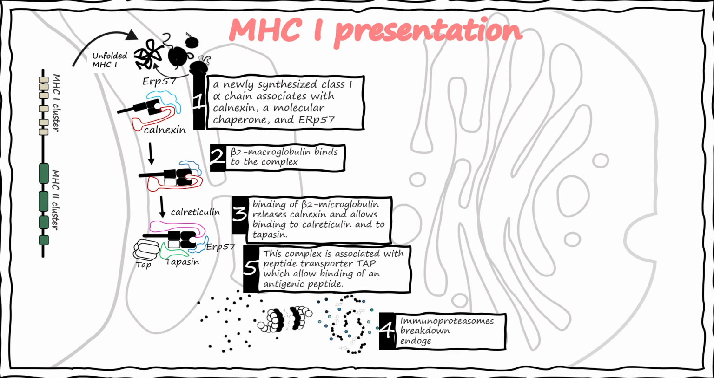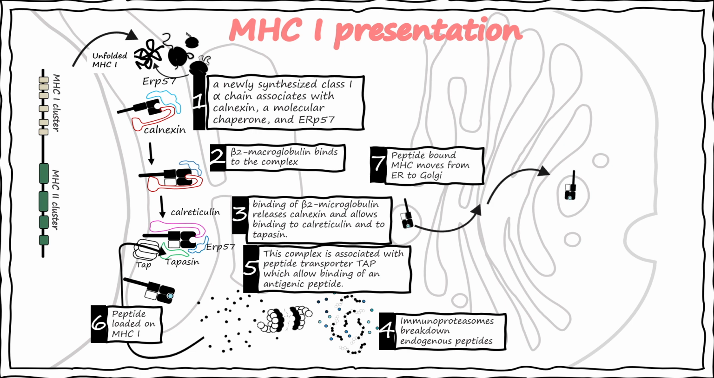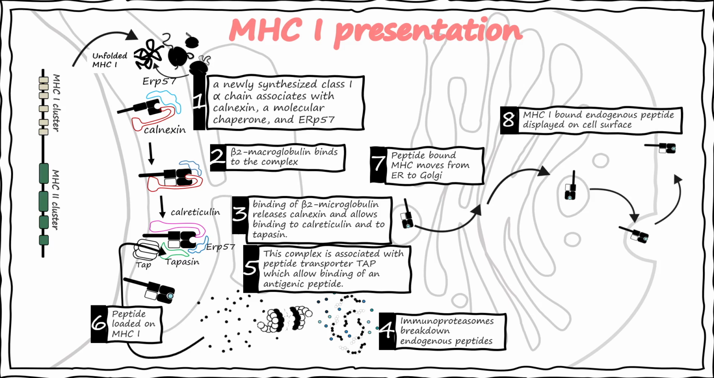Now what happens is there are endogenous proteasomes which are known as immunoproteasomes. They break down endogenous peptides which get into the endoplasmic reticulum with the help of the TAP transporters. Now tapasin and this complex help to load the MHC with an endogenous peptide. Then MHC moves from ER to Golgi and follows the anterograde pathway to be presented onto the cell surface. This is how MHC1 presentation happens.